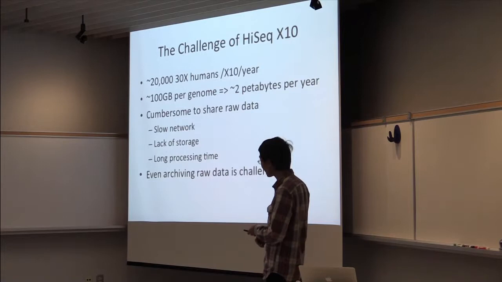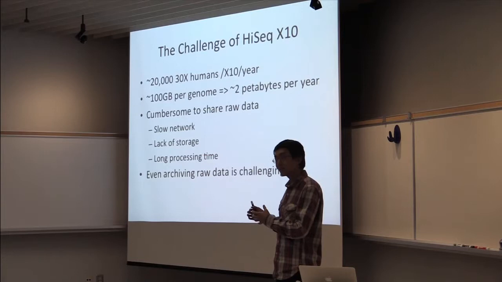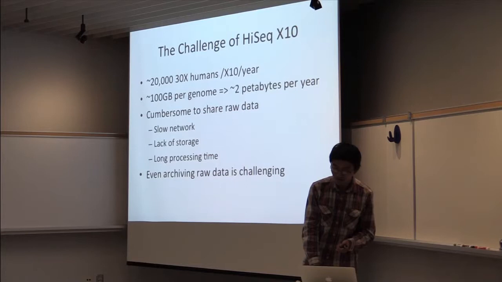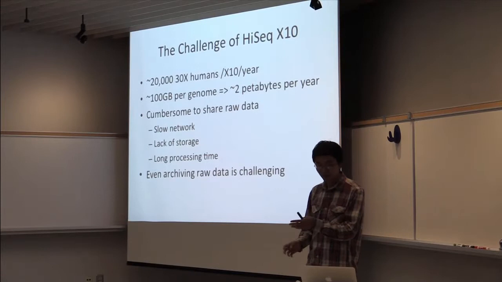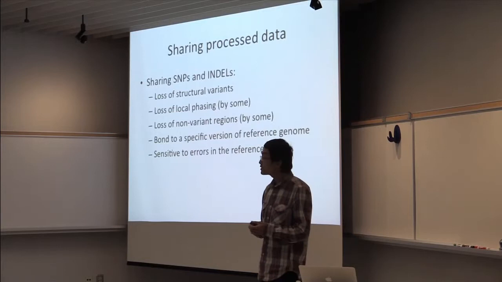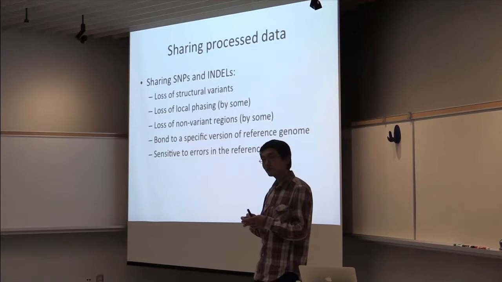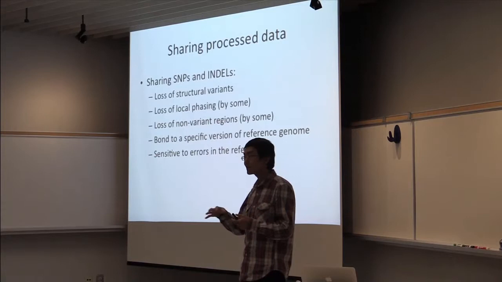And even say at Broad, archiving this data is quite difficult. You keep it for long-term use, it's difficult. People are thinking a lot about that, and I think it's still affordable in the next couple of years, but people are not sure if it's going to work in future. And so people came up with this idea of sharing the processed data. Basically, if we can do variant calling, we can share just the SNPs and the indels, and then we discard the raw data. But this effort is actually not really working.